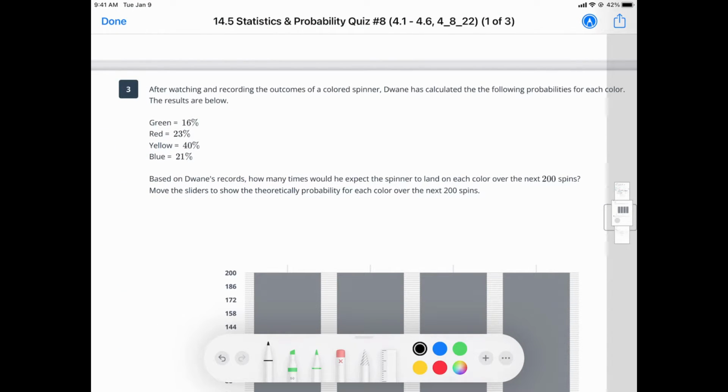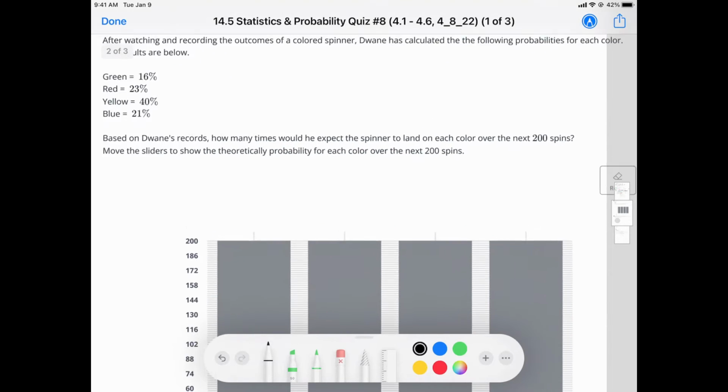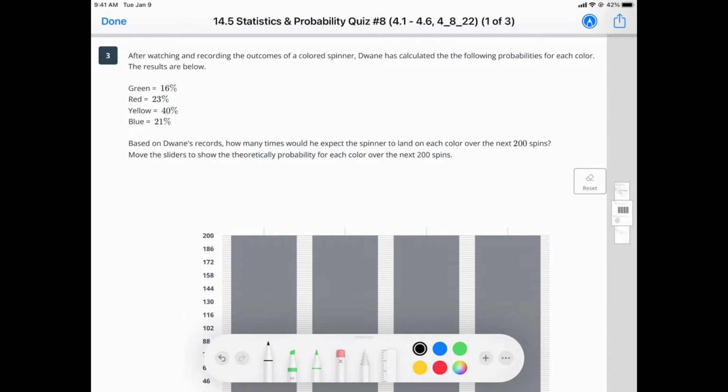Question number 3. After watching and recording the outcomes of a colored spinner, Dwayne has to calculate the following probabilities for each of the colors. The results are shown. We don't actually have the spinner itself, and we cannot say that they're equal. All we can say is that we have the experimental probability. In the experiment, he's actually just recording his results. So, based on Dwayne's records, how many times would you expect the spinner to land on each color for the next 200 spins?